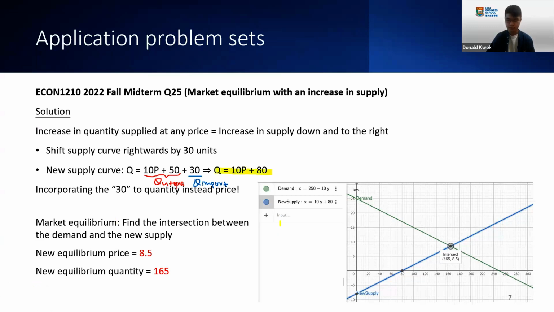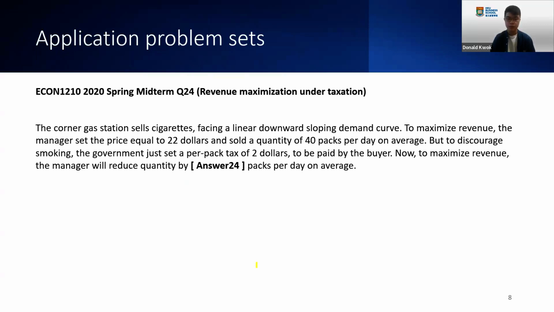To find out the new equilibrium point, nothing special. We just take the original given demand and the new supply curve that I have just derived, highlighted in yellow as well. We can find the intersection point of the demand and supply to solve the new equilibrium price, $8.5, and new equilibrium quantity, 165. This is the comparative statics due to a change in supply. So let's move on to the next problem.